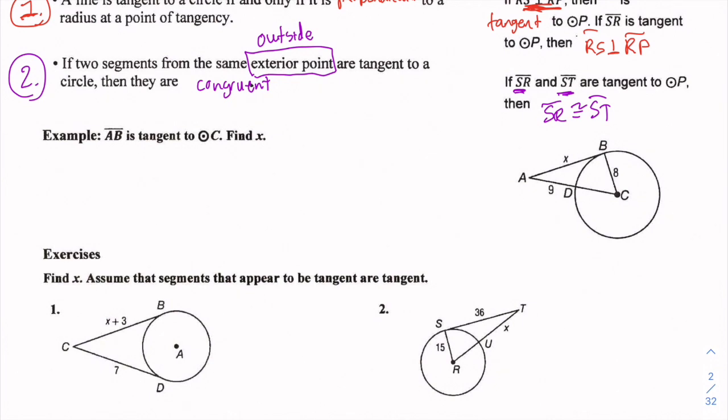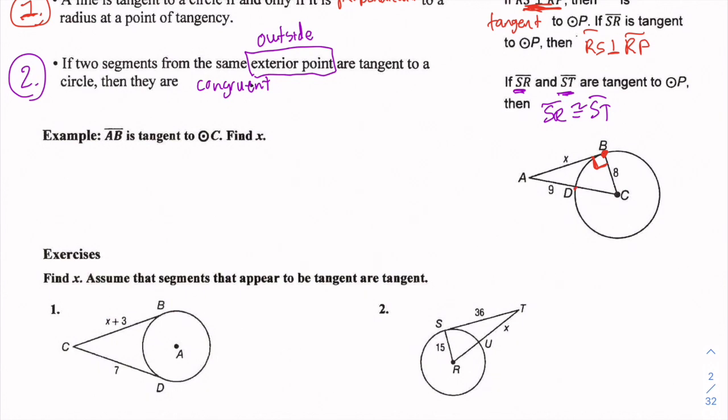Okay, AB is tangent to circle C. It hits at this one point. If it's tangent to circle P, that means the radius and that point of tangency form a right angle. Okay, so boom. Now, we probably want to use the Pythagorean theorem here.